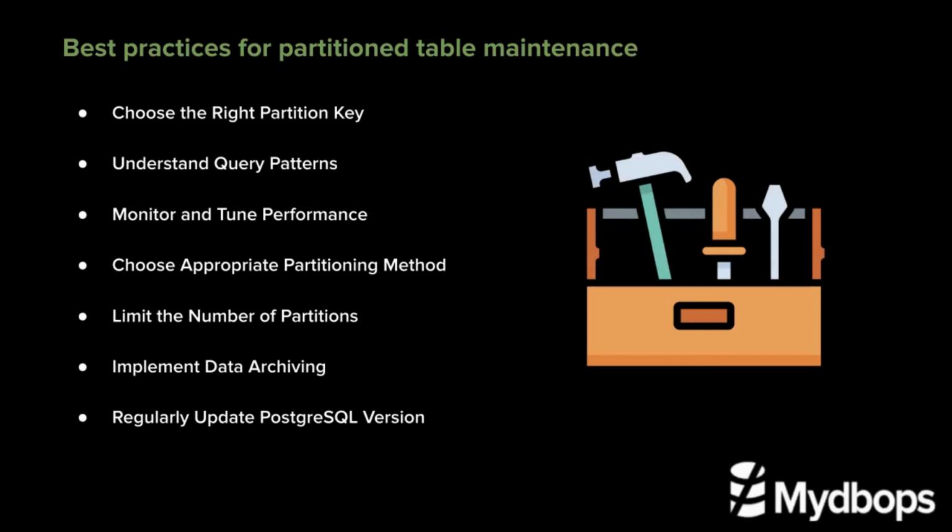We would also need to regularly monitor and tune the performance of the database by, for example, creating suitable indexes for the partition tables and removing bloat from the tables, which again will improve the performance of the tables. Then we would need to choose appropriate partition methods, like whether we need range based, hash based, or list based partitions, based on our specific use case and the behavior that we expect from the tables.